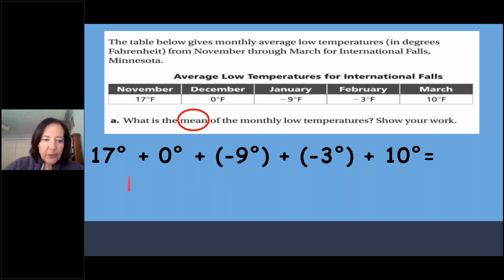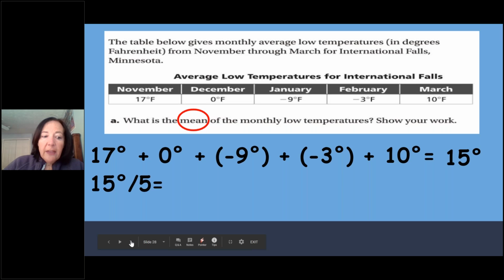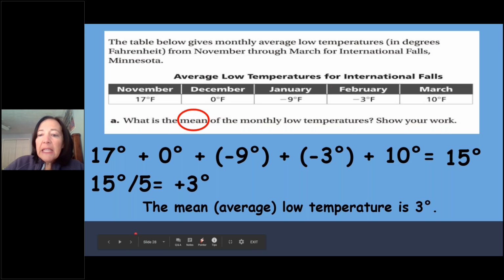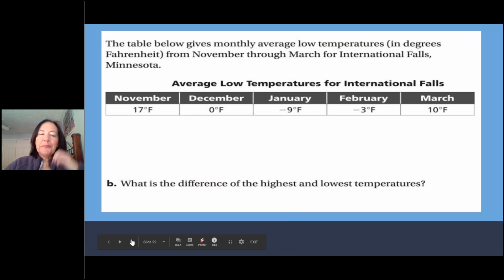When we add up all of those numbers, it comes to a total of 15. We divide by 5. Even though 0 didn't change our sum at all, it's still a value, so we're going to have to divide by 5, and the answer is +3. Well, you're on a roll. The mean or the average low temperature is 3 degrees or +3 degrees. Nice job. Okay, let's try another one.